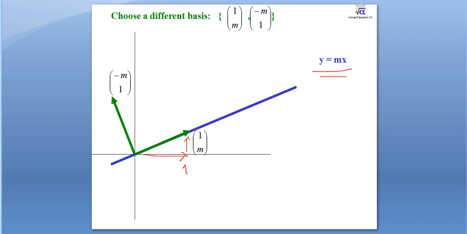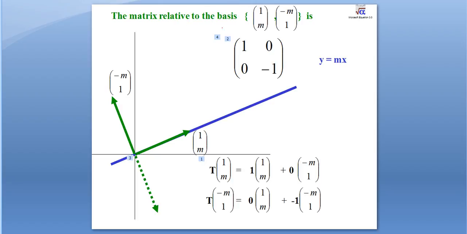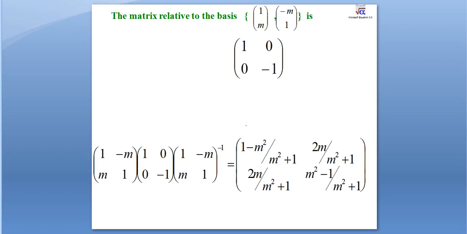Okay, so the matrix relative to the basis of the vectors 1, m and minus m, 1 is 1, 0, 0, minus 1 for this line. Okay, so the transformation of 1, m will be 1 times 1, m plus 0 times minus m, 1, and the transformation of minus m, 1 will be 0 times 1, m minus 1 times minus m, 1. So that will be the basis.